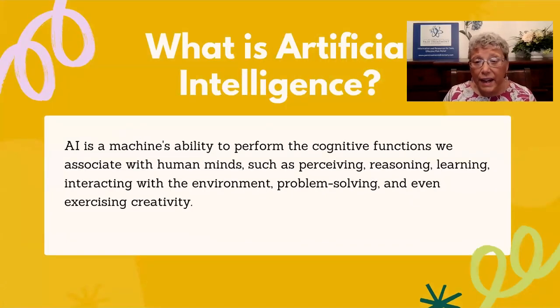So what is AI, which is short for artificial intelligence? It's a machine's ability to perform cognitive functions that we normally associate with what humans can do. You know, reasoning, analyzing, problem solving, being creative. You probably don't realize it, but you're interacting with AI every day.